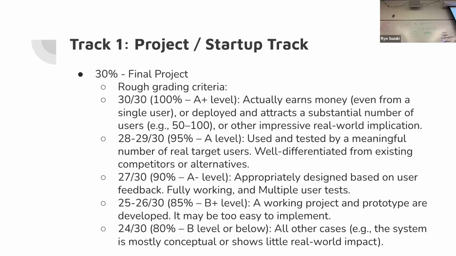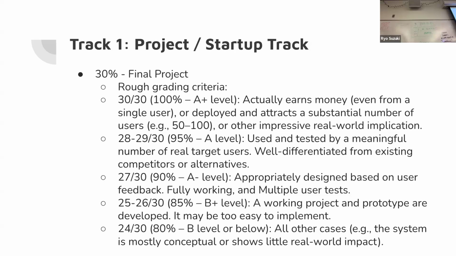And if you actually get money even from a single user, I could give a 100% score, probably. That is actually how it's fun. But it's not really required. But if you're actually gonna get some money, or you deploy to attract some substantial number of users, like 20, 30, or even 50 users, or any impressive real world implication, I think this is the level where you could actually pitch to a VC and get money and start up. But I don't really expect that much, because this is the A plus.